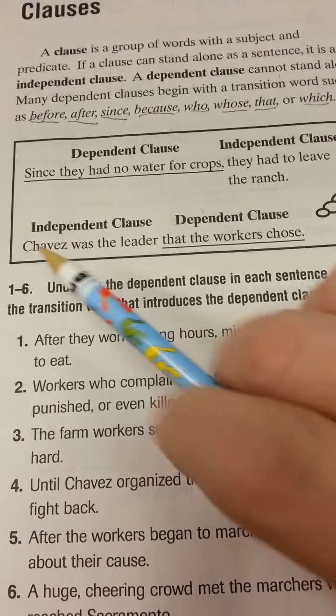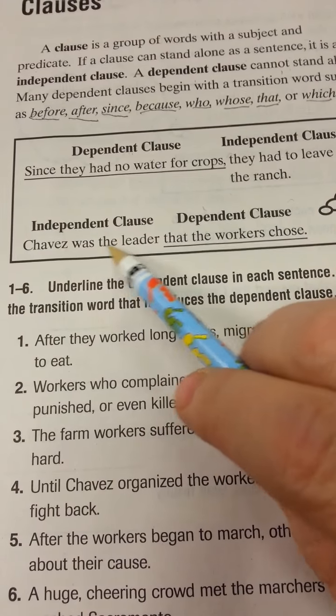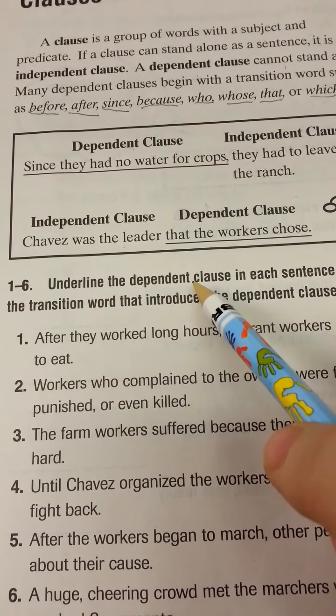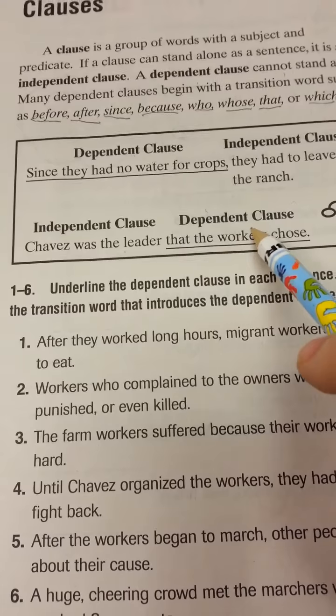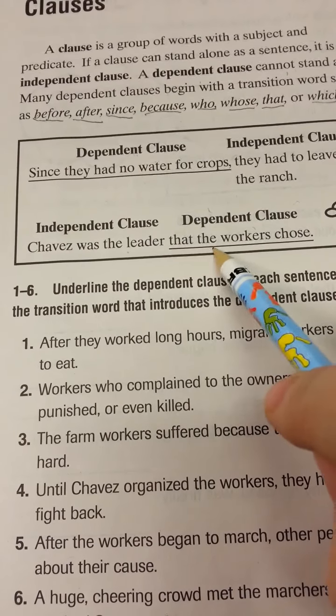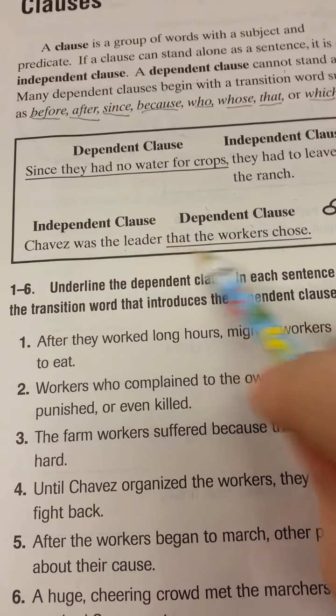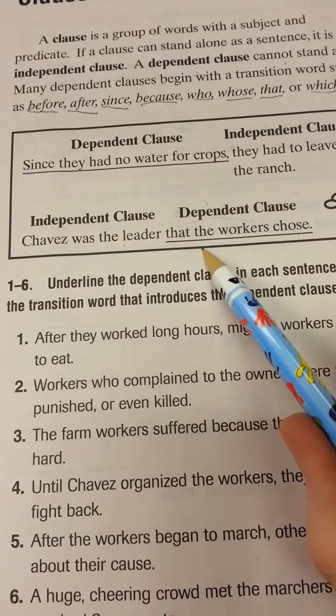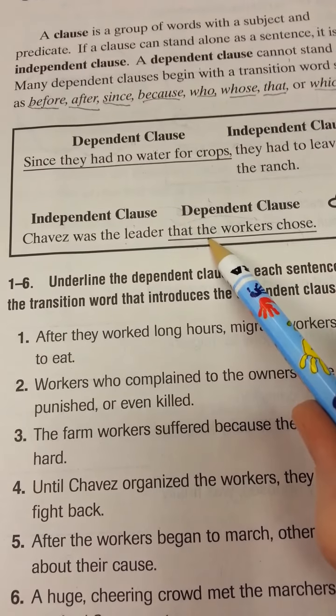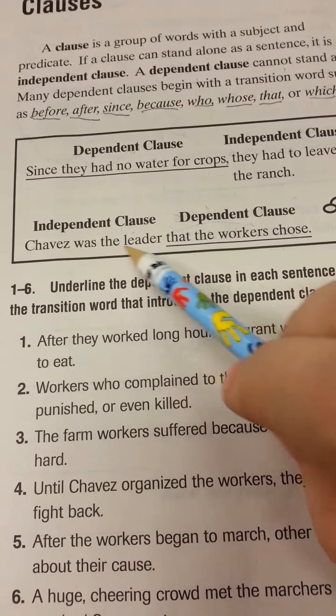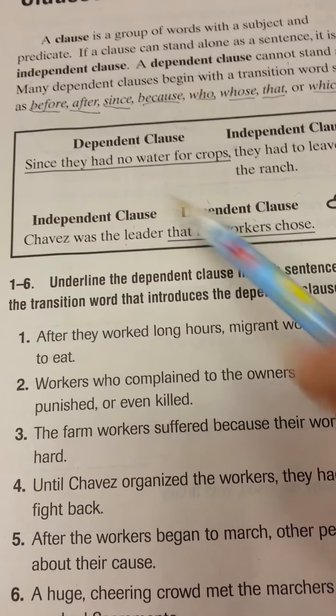Here we have an independent clause: Chavez was the leader. You could put a period right there and that would be a sentence. The dependent clause: that the workers chose. That doesn't make any sense on its own. It depends on this to make sense. Chavez was the leader that the workers chose.